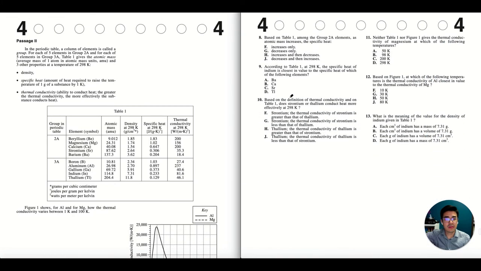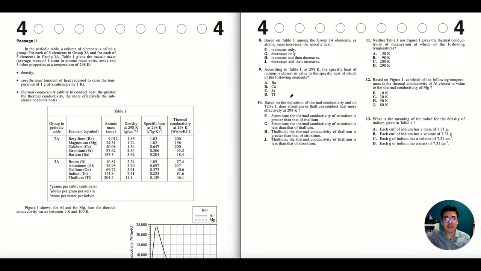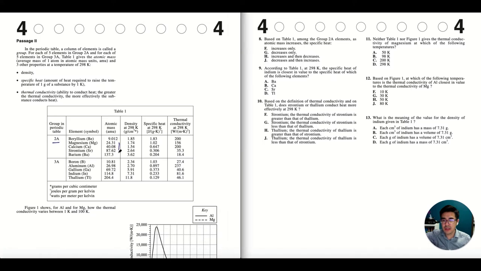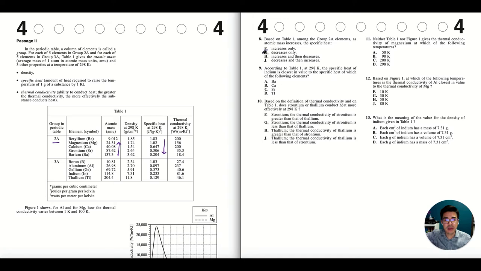Next one looks like we have some periodic tables, and it says based on table one, as the group 2A elements' atomic mass increases, 2A, atomic mass increases, we're going to look at specific heat. Specific heat looks like it's going down. Okay, perfectly going down, just double checking. Yep, so increase, decrease, up and down.